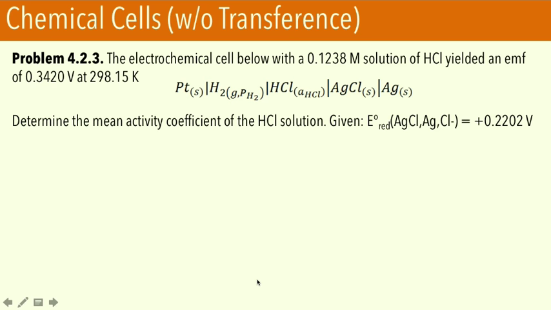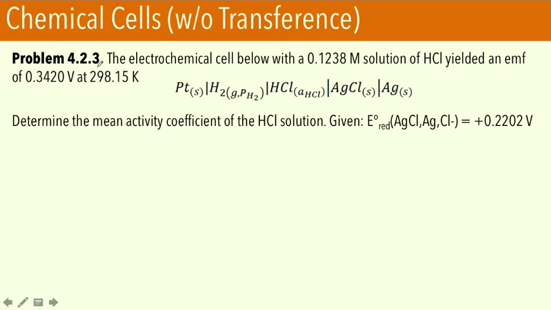In this next problem over here, we're dealing with the electrochemical cell that we talked about earlier, and we set a concentration of HCl to be 0.1238 molar, and the measured cell potential is equal to 0.3420 volts at 25 degrees Celsius. We're also given the standard reduction potential of our silver-silver chloride electrode.